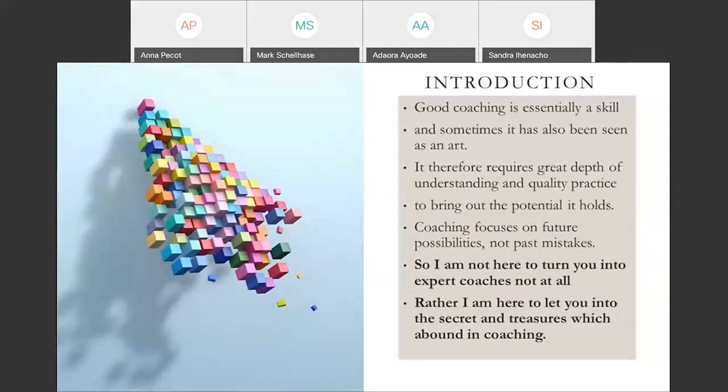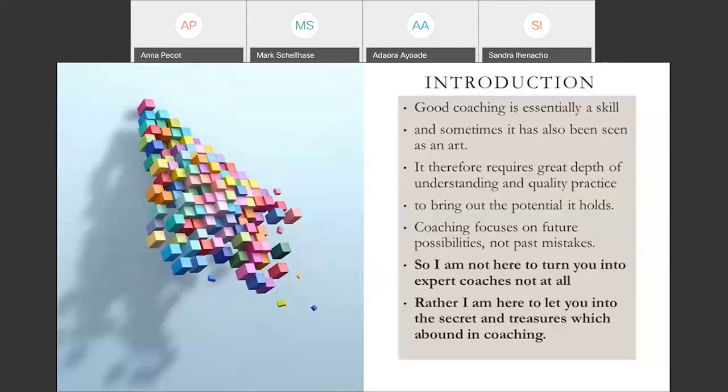Coaching is essentially a skill. This is what I keep saying, from experience and from various research. But coaching is not just a skill, coaching is also an art. I'm going to talk more about that art when we come to what coaching is, and you will understand what I mean.